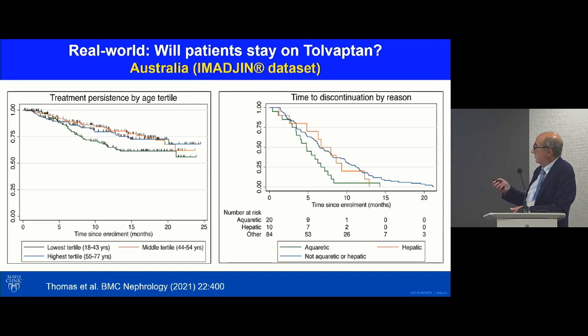The time to discontinuation for any reason was mostly in the first 10 months of treatment, but particularly in the younger patients, particularly those due to aquaretic adverse events, which occur in the first few months in most of them. So again, younger patients and mostly in the first few months because of aquaretic events are the scenario where discontinuation of the drug occurs more frequently. It's interesting that in this study, the discontinuation due to abnormalities of liver function tests was only in 2.1% of the patients, a very small percentage.